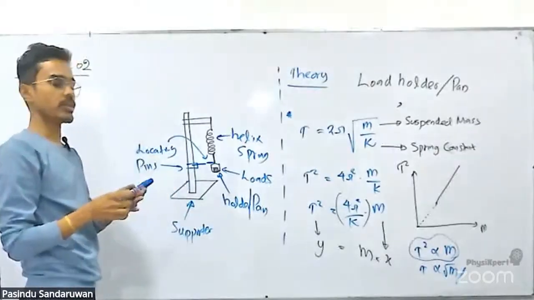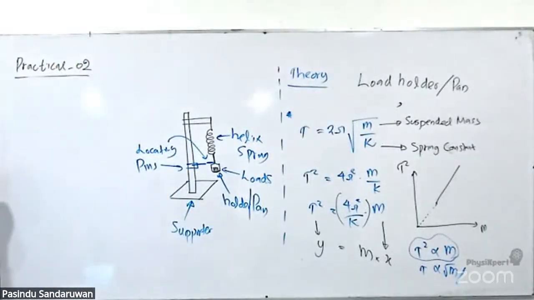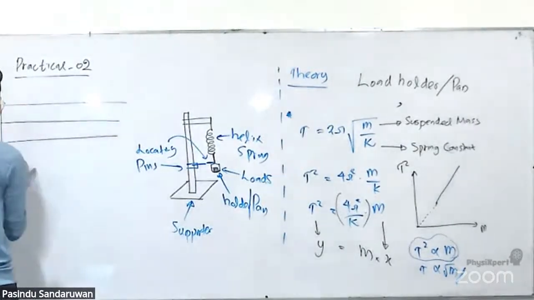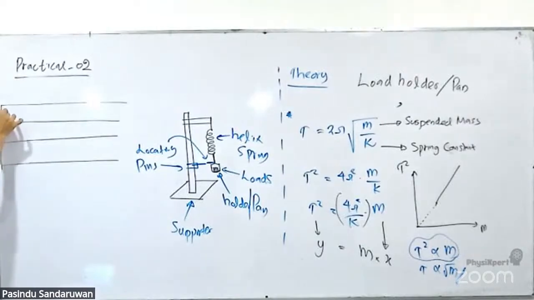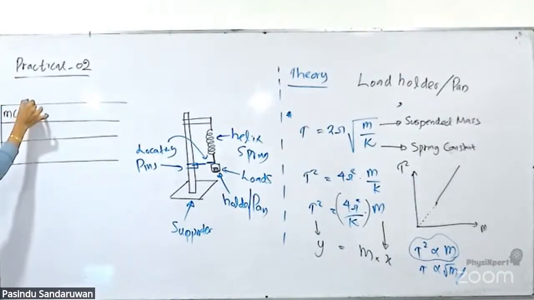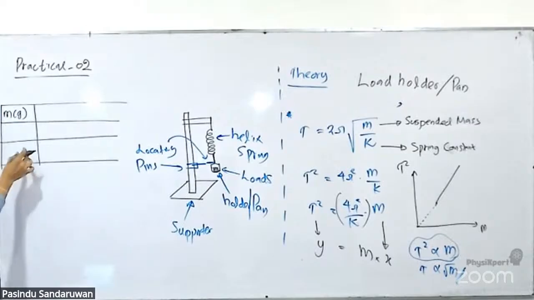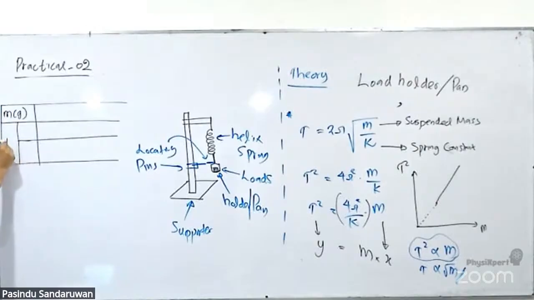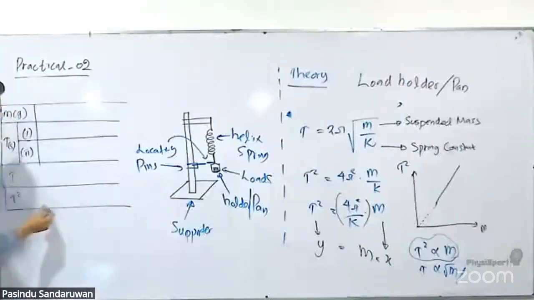Right? Now here also, we are not going to take the time for the oscillations at once. So we take two readings, similar table as before. First one is mass in grams. Then these two are the two readings of T. T is measured in seconds. First reading, second reading, and the average and T squared. Same table.